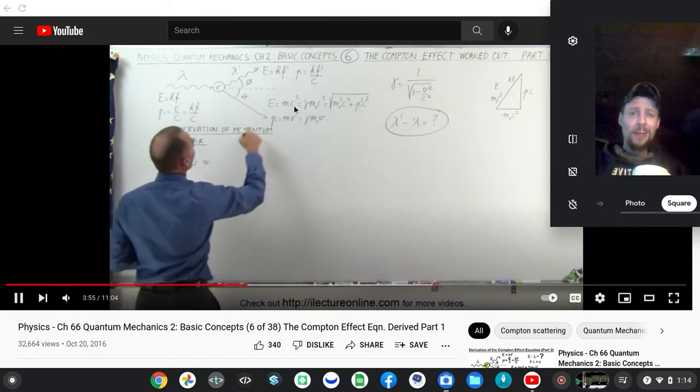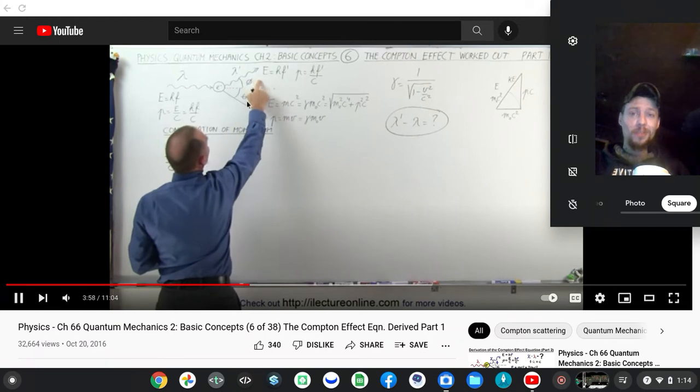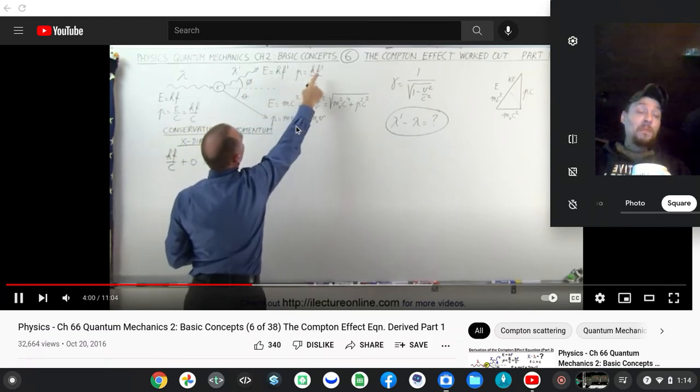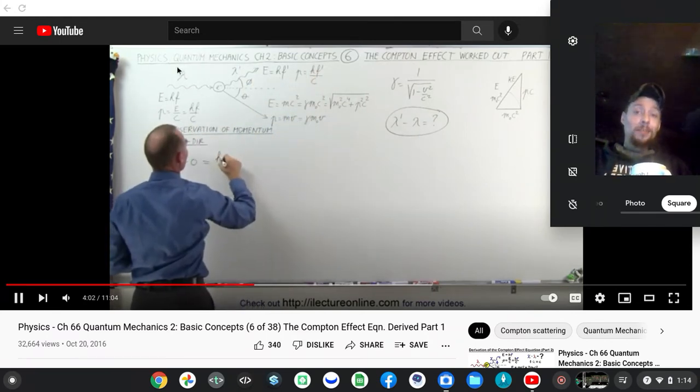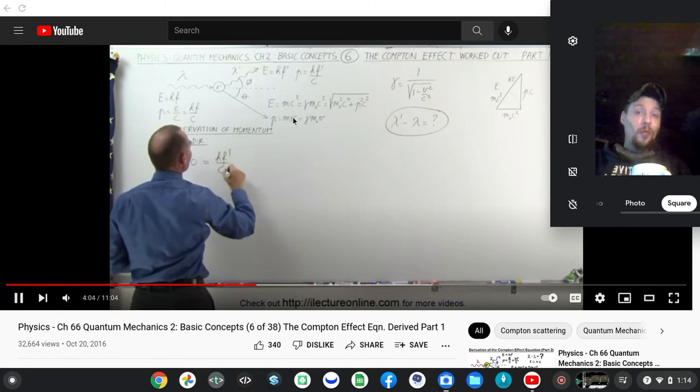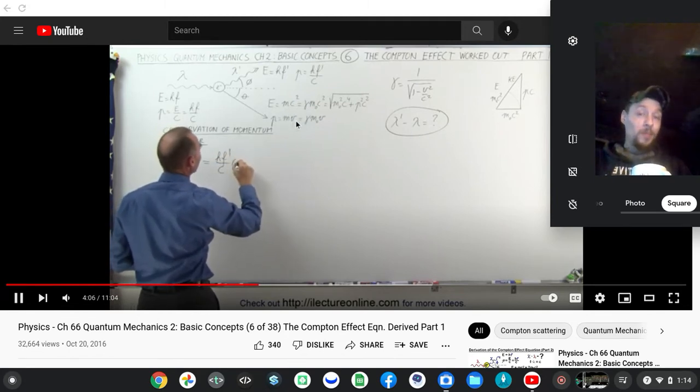The photon afterwards, for the photon moving at velocity c, the momentum is going to be hf prime over c times the cosine of the angle phi.